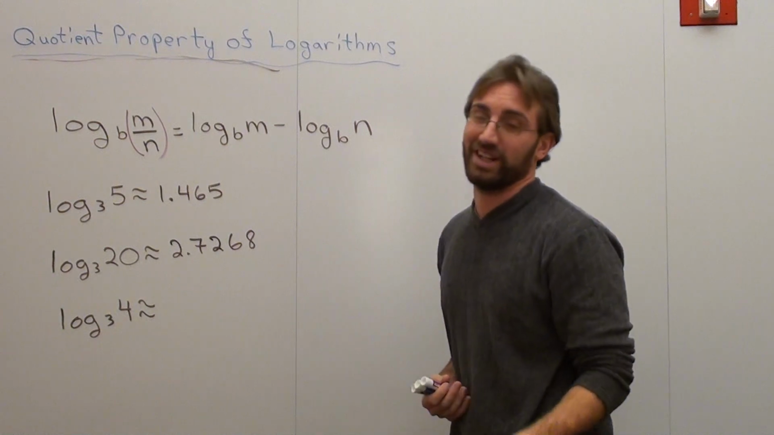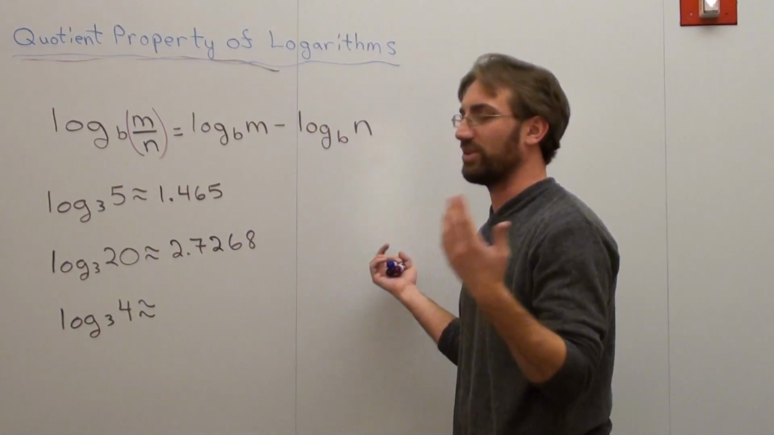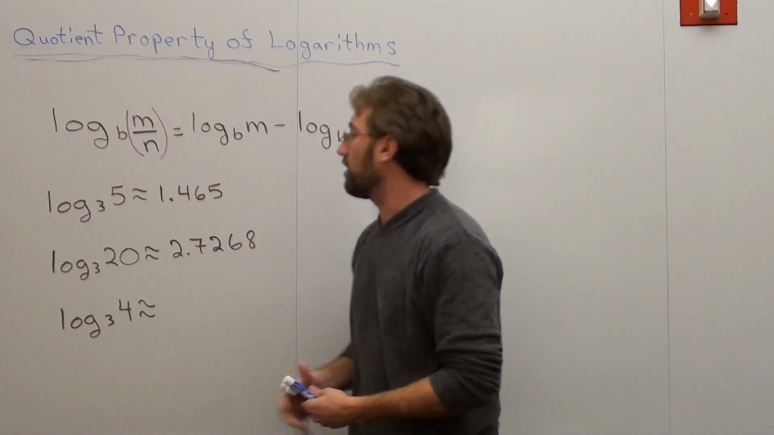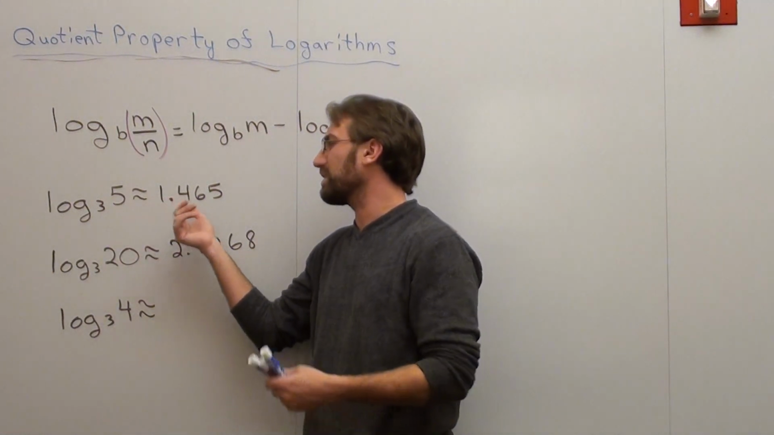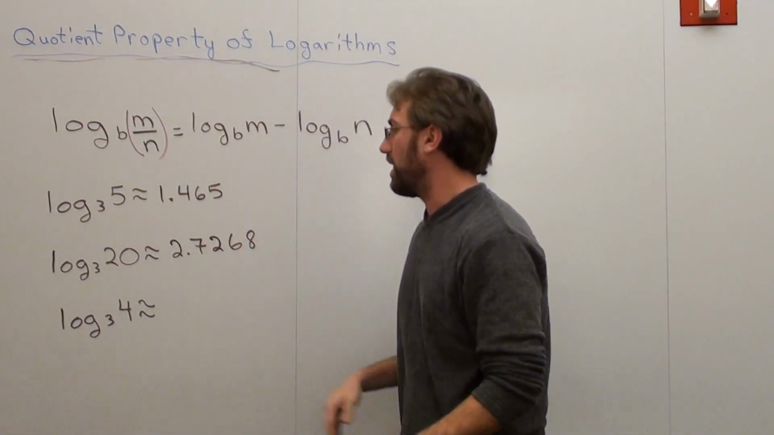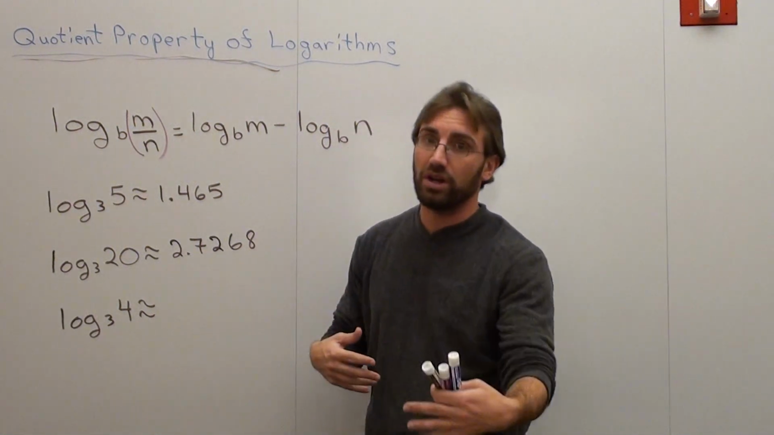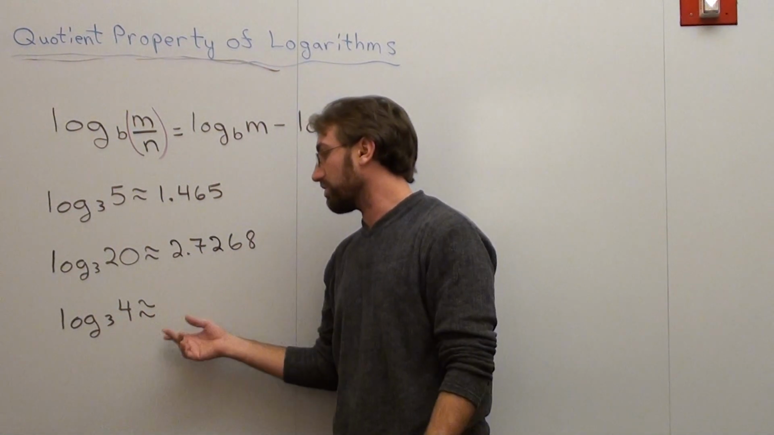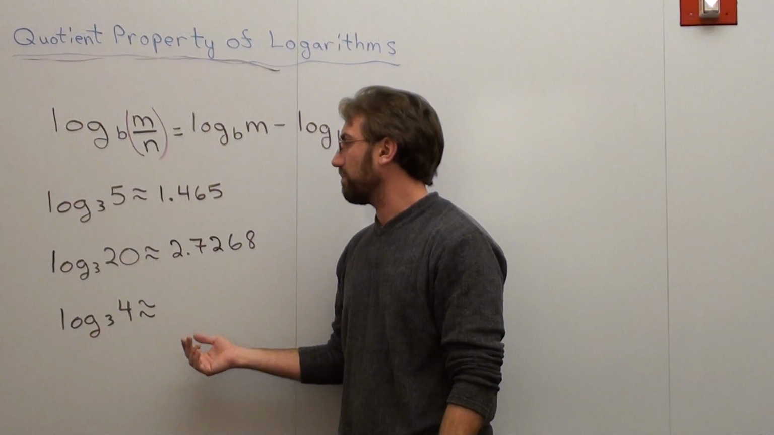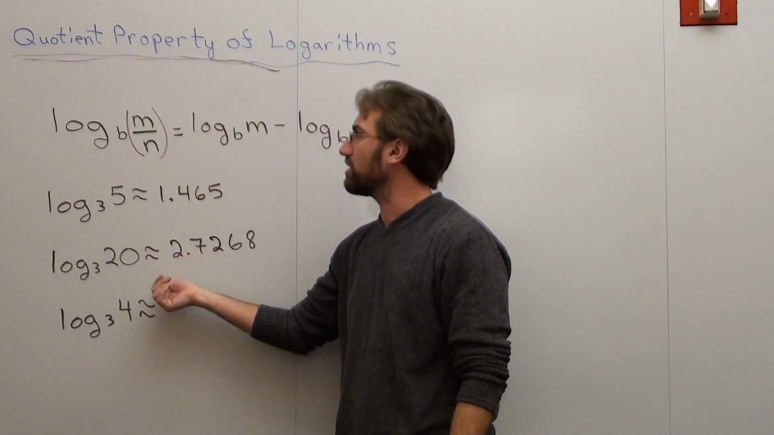So I've got this problem, and I kind of started it the same way, but usually students already know what's coming up now. Log base 3 of 5 is approximately 1.465. Log base 3 of 20 is approximately 2.7268. I want to know what log base 3 of 4 is, but I don't have a log base 3 of 4 here.